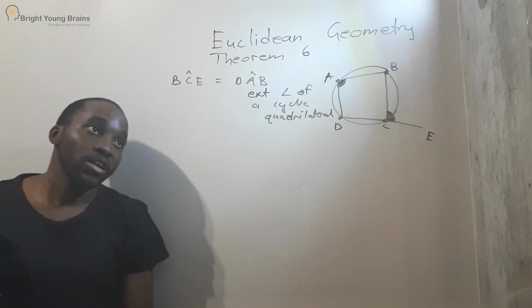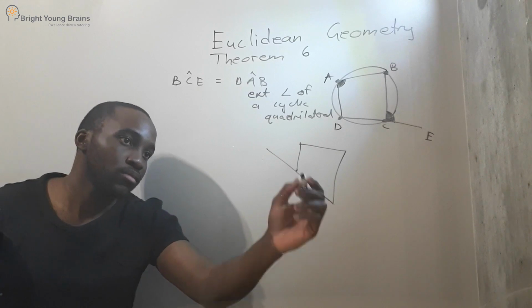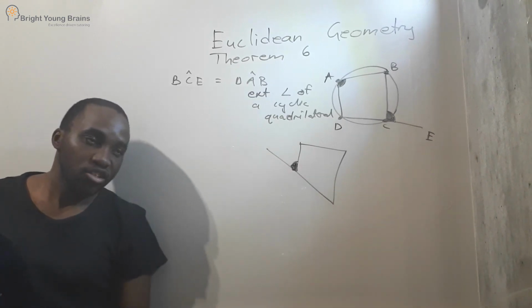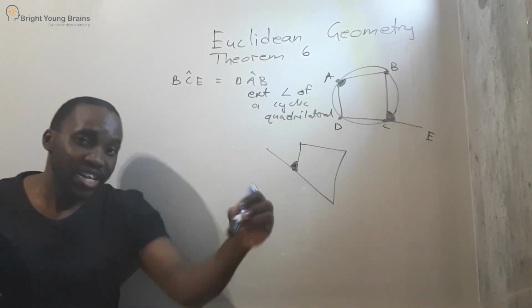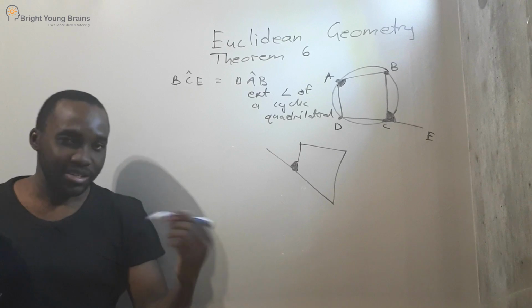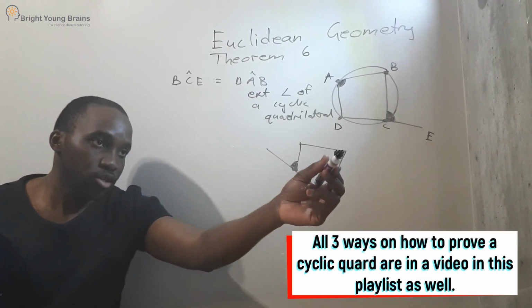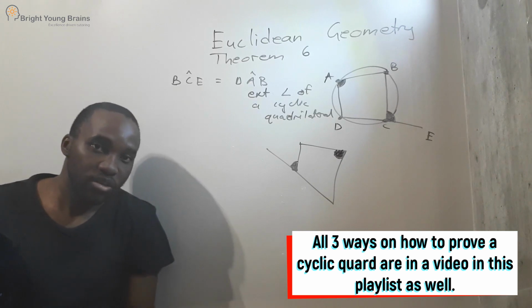So one other big issue is if you had just a random four-sided shape and then you had to prove that this is a cyclic quad. One of the ways you could prove that this is a cyclic quad is if in some way you prove that an exterior angle somewhere is equal to the opposite interior angle inside that four-sided shape.